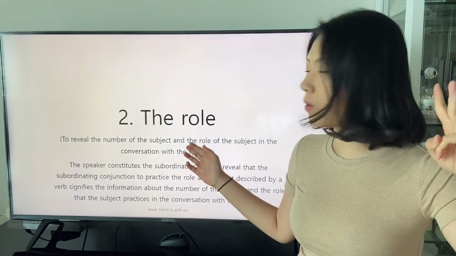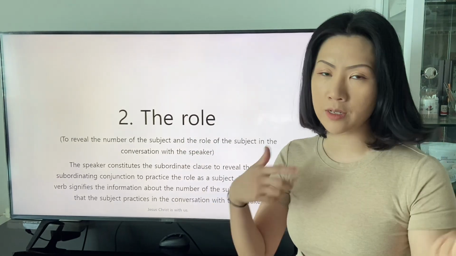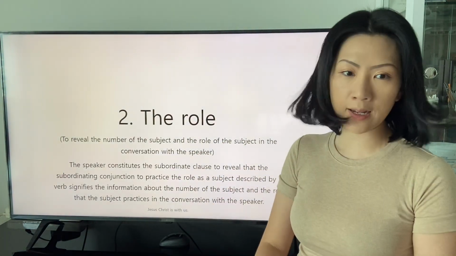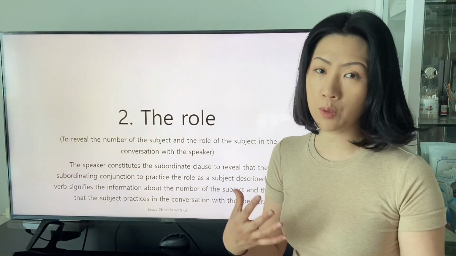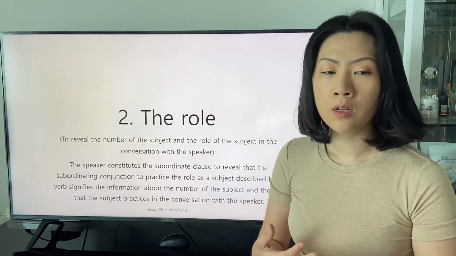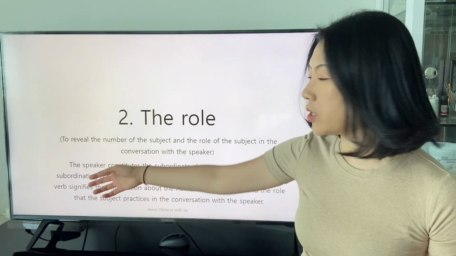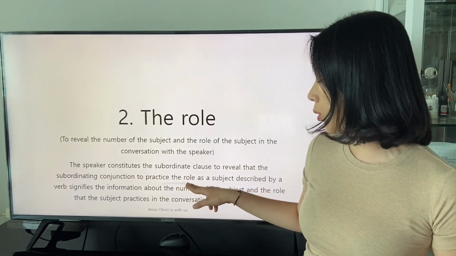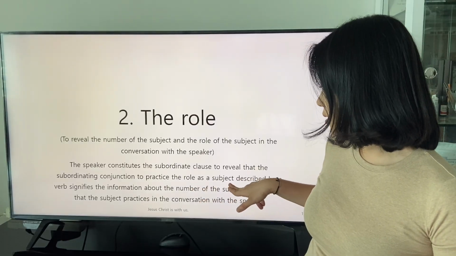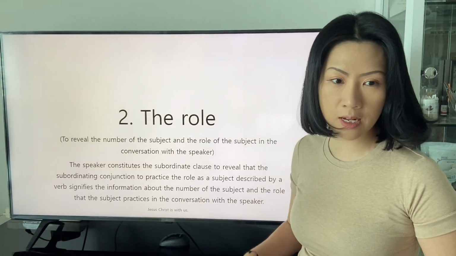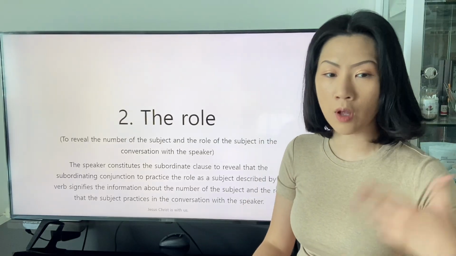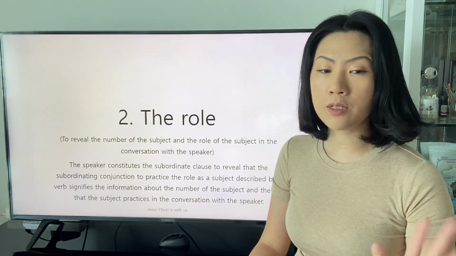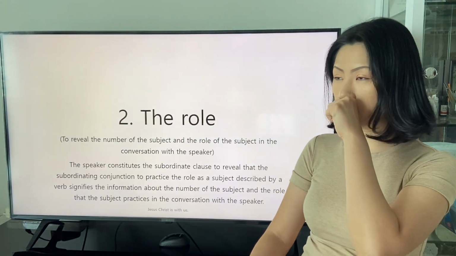The third role of a verb is to reveal the information about the subject, to reveal the number of the subject and the role of the subject in the conversation with the speaker. The speaker constitutes the subordinate clause to reveal that the subordinating conjunction practicing the role as a subject described by a verb signifies the information about the number of the subject and the role that the subject practices in the conversation with the speaker.